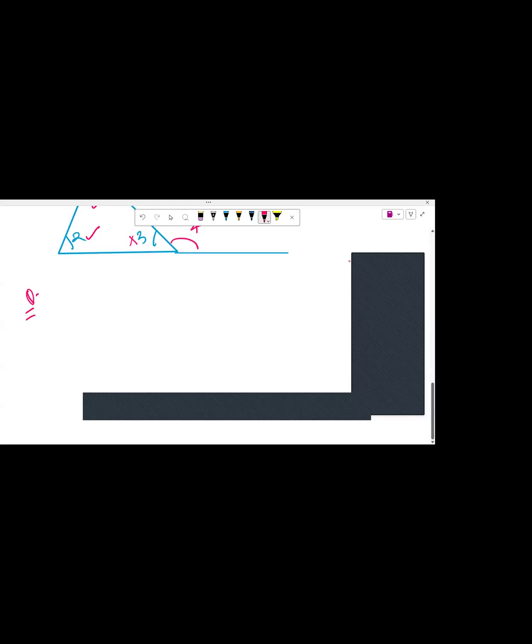Okay. So now I'll give you some questions to do. So here's the question. This is one triangle and I have extended this line and have drawn an exterior angle X. This is 50 degree and this is 70 degree. You have to find X. Quickly do this question.